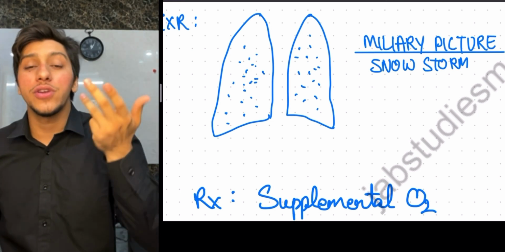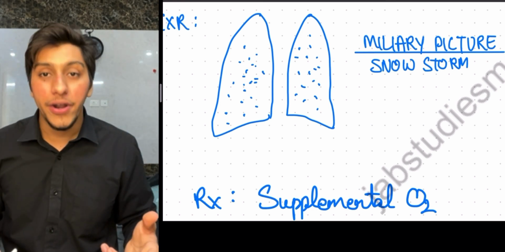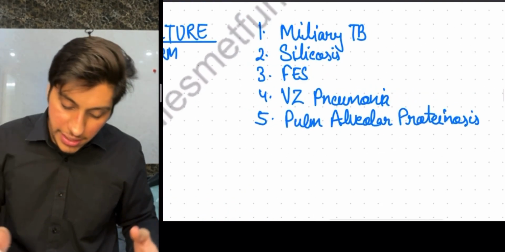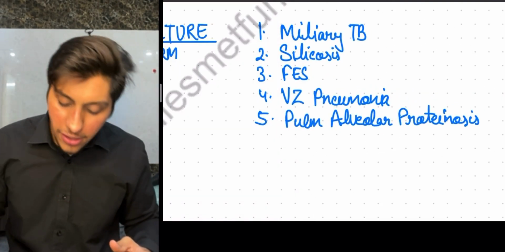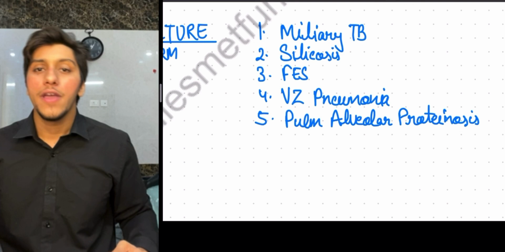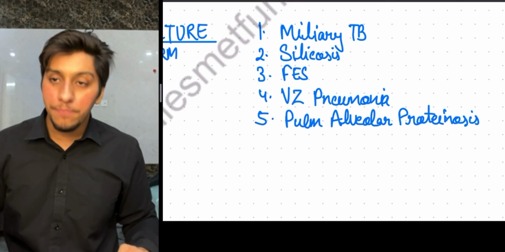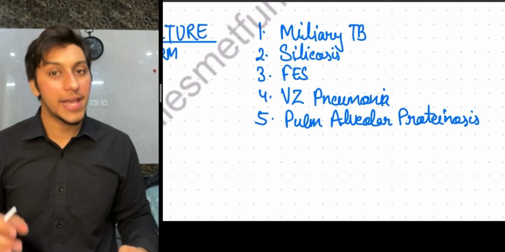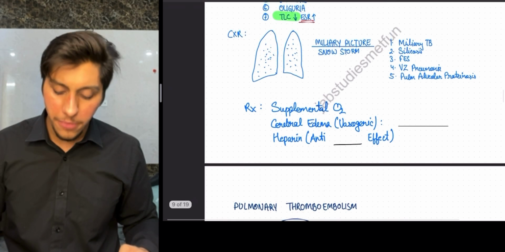You can see it also in varicella zoster pneumonia. Alright. So there are multiple conditions in which you can see this: TB, silicosis, fat embolism syndrome, varicella zoster pneumonia, and pulmonary alveolar proteinosis as well. Alright. So then you will have the snowstorm or miliary type picture.